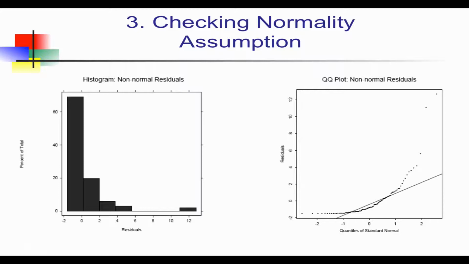This QQ plot is essentially your observed value, the residual, on the y-axis, and then the expected quantile on the x-axis. Here, because you're comparing to a normal distribution, this is the expected quantile under a standard normal distribution. And what you're looking for is that all the dots are closely clustered around a straight line.